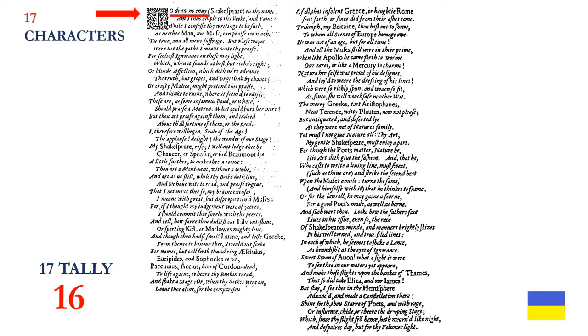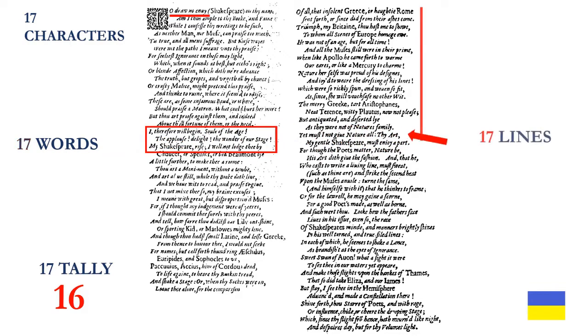Here we have a pattern, and it's very clever. In fact, I believe these are instructions to the reader to begin counting things in the First Folio, and particularly the front matter. We start off with 17 characters on line 1. Line 17 has 17 words before Shakespeare. And then we have 17 lines. So the pattern is quite simple.